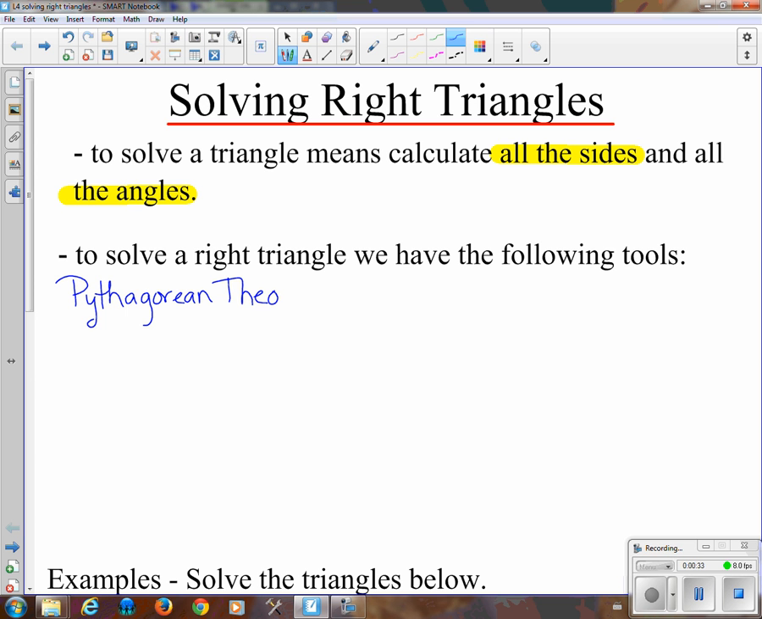And you know from previous lessons that you use Pythagorean theorem to calculate a side when you know two of the sides in a right angle triangle.